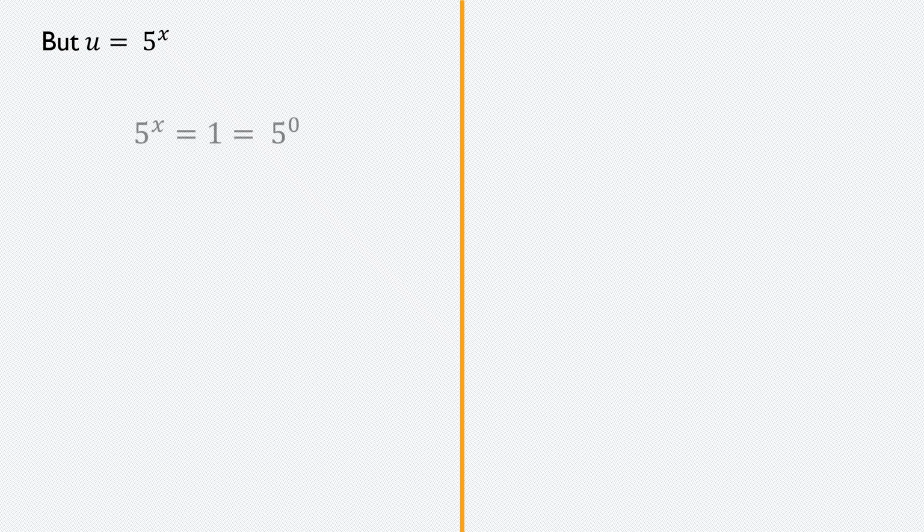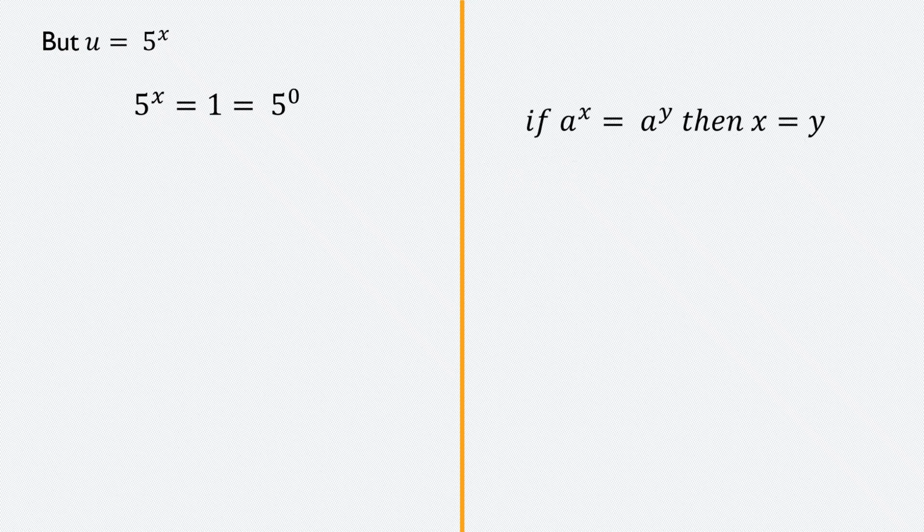So we have 5 to the power x equals 1, and 1 is a number raised to the power 0. So 5 to the power x equals 5 to the power 0. And we know if the bases are the same, you can equate the powers. So if a to the power x equals a to the power y, then x equals y, right? So 5 to the power x equals 5 to the power 0, then x equals 0.